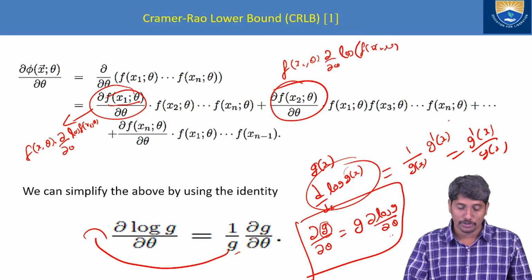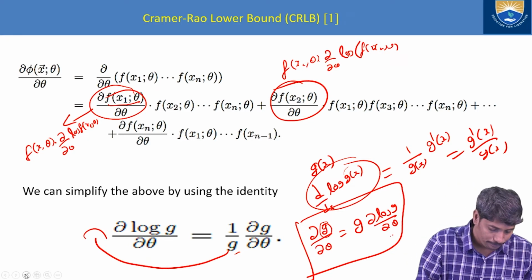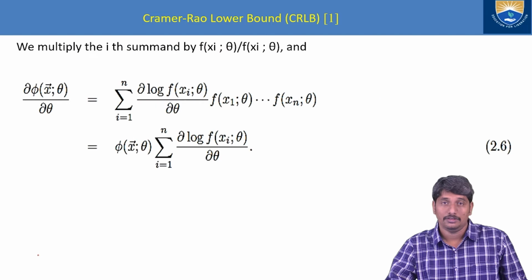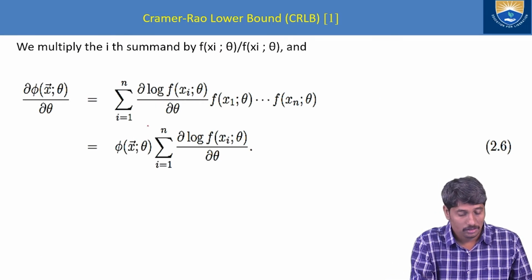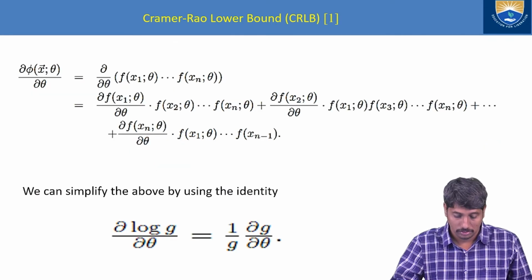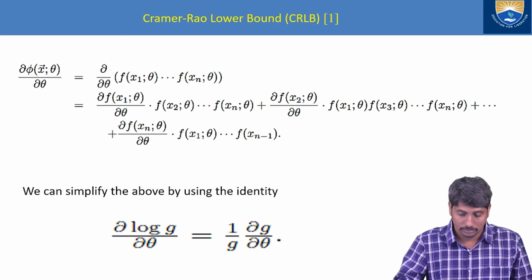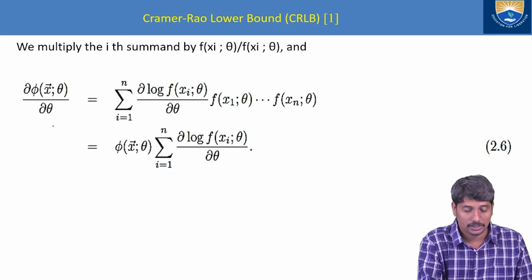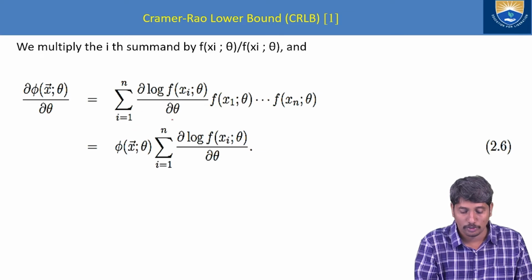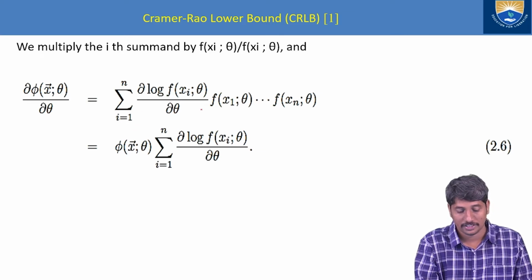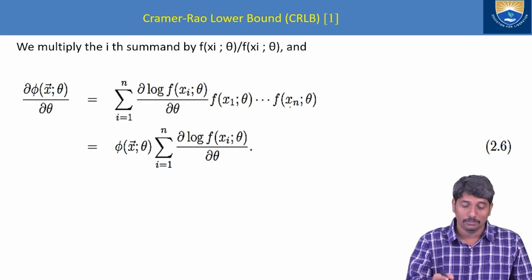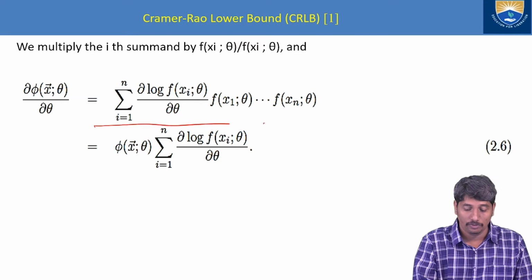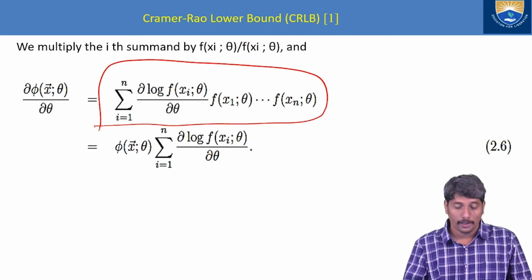So in the same way we proceed, we are getting this equation, this summand, that is summation of i equal to 1 to n dou by dou theta of log of f of xi comma theta, into f of, that means if we put them in a compactified form, we will get this.